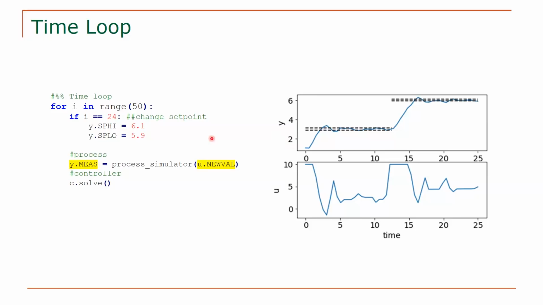So I've also changed the set point halfway through, just like that right there. So you can see that because of the noise and the model mismatch, it's a little bit jumpy here. It looks more like real life, less like an academic problem, even though it is.